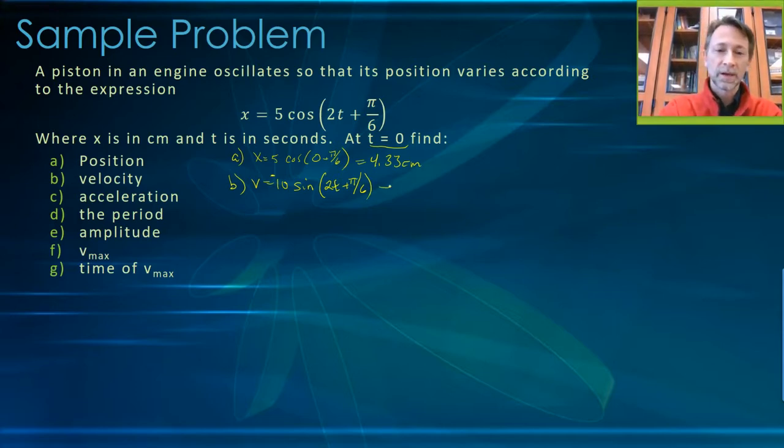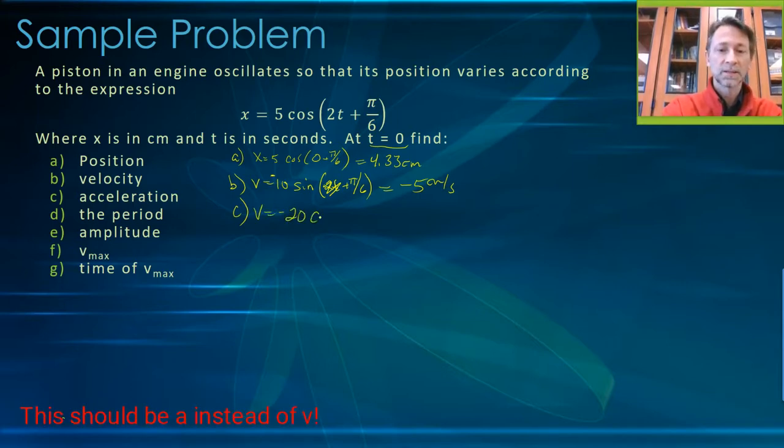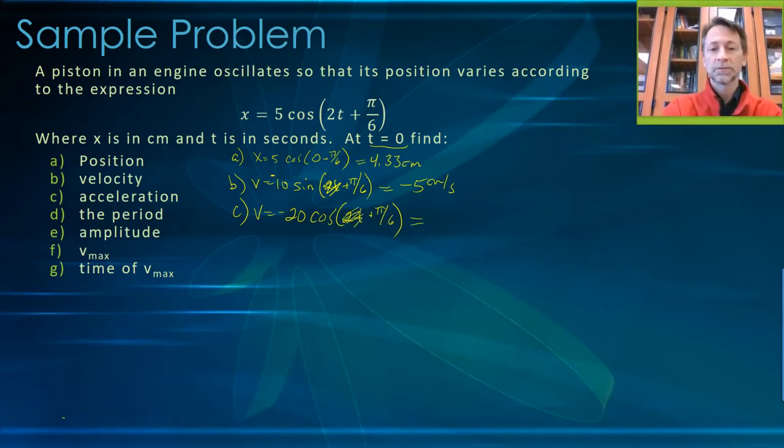Now, if I plug in 0 for t, then the 2t goes away, and I can just calculate that, and I end up with a velocity that is negative 5 centimeters per second. Now, part C, for the acceleration, we're going to do the same thing again. Take the derivative of the inside, which will be 2, times the outside, which will be negative 20. The derivative of the sine is the cosine value, and then times the 2t + pi/6 that goes on the inside. Again, I can put in 0 for the t and solve for what that value is, and I should end up with a negative 17.3 centimeters per second squared for the value of the acceleration.